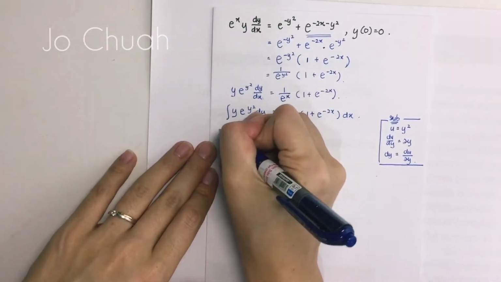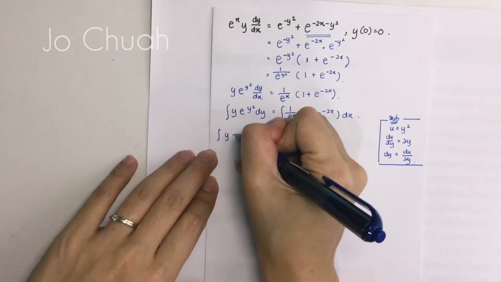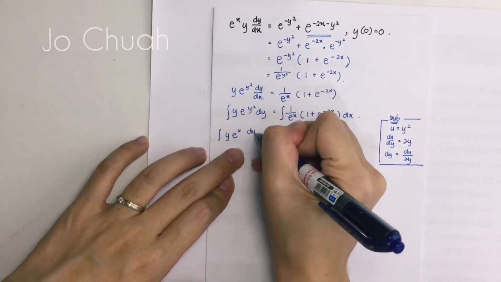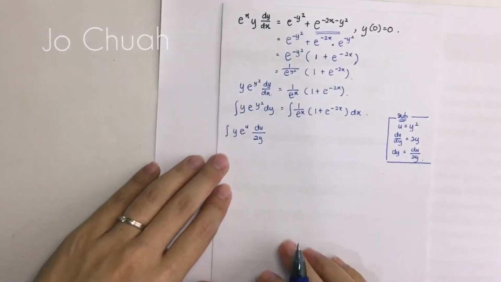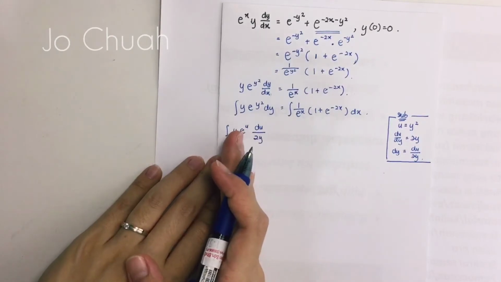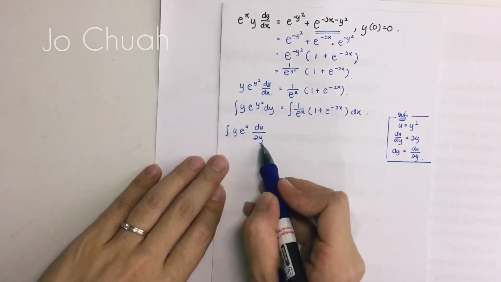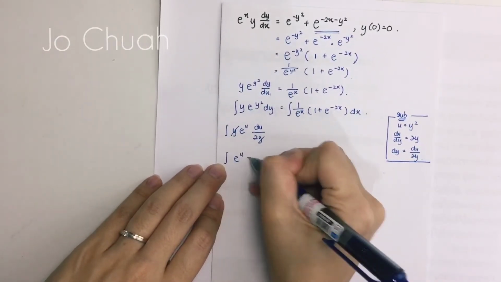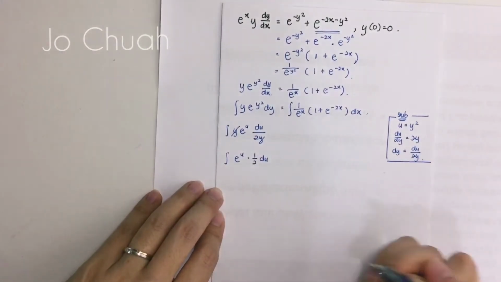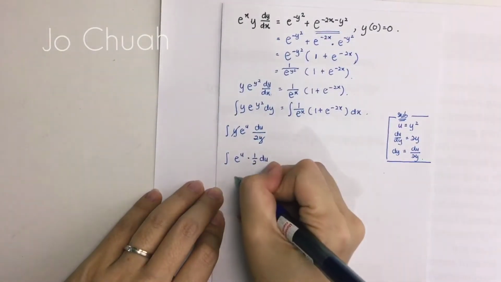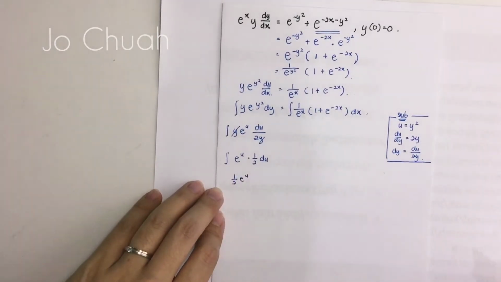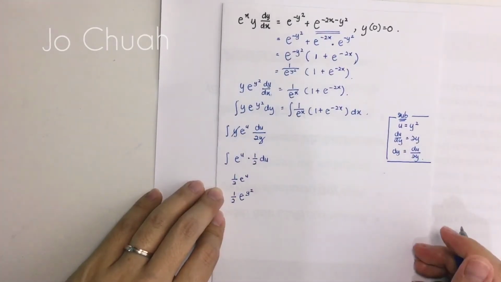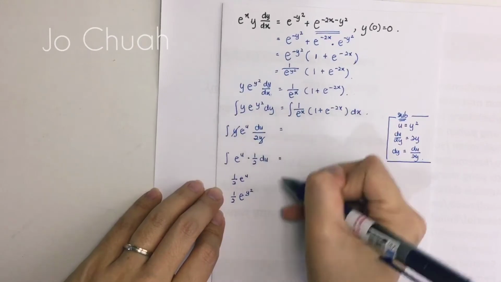So put it back here. You're going to have y e to the power of u, and then your dy is going to be du over 2y. I'm just going to solve the left hand side first so that I don't confuse you. If you see here, you can cancel out this one. Rewrite them: you're going to have e to the u, 1 over 2 du. I'm just going to integrate this, so it's going to be 1 over 2 e to the u. Substitute back, you're going to have 1 over 2 e to the y squared. This is for the left hand side, so I'm just going to put the equal sign for everyone.